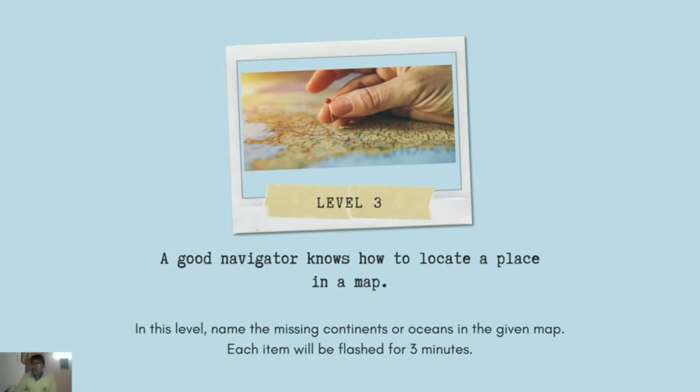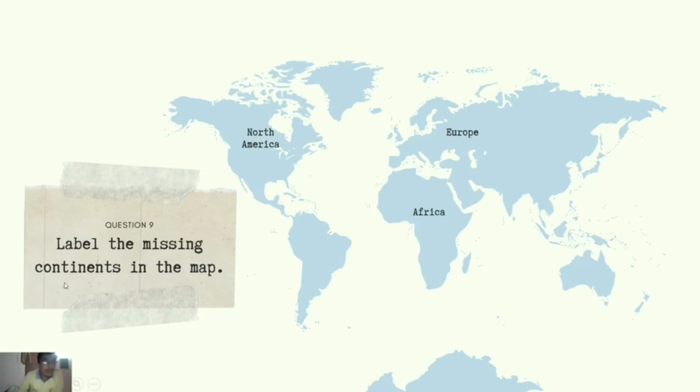Now, we will try to locate some of these continents and oceans on a map. The question is: label the missing continents in the map. North America is labeled, Africa is also labeled, and Europe is also labeled. Now we have to label some continents: Asia, South America, Australia, and Antarctica. Not a difficult task. Below North America, the continent that lies is South America. So this is the South American continent.